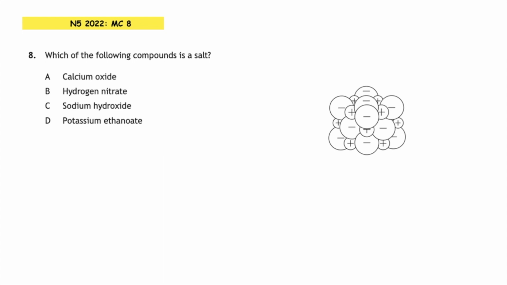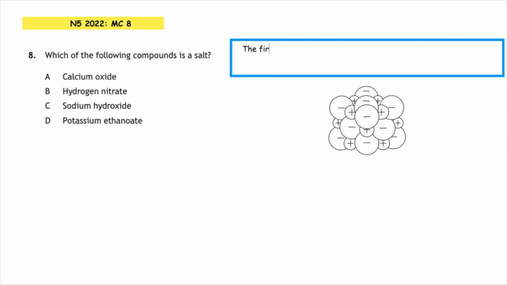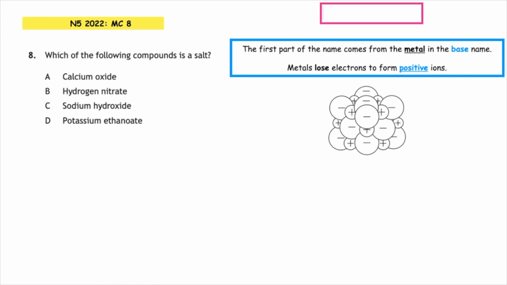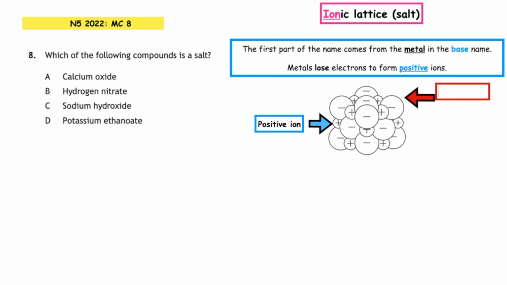So, how do we name a salt that's produced in a neutralisation reaction? The first part of the name comes from the metal which is in the base name. Metals always lose electrons to form positive ions. What we've got here is an ionic lattice structure, because salts are ionic substances. The positive ion comes from the metal part, and therefore the negative ion must come from the non-metal part.